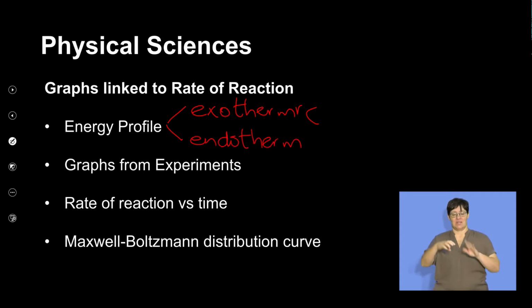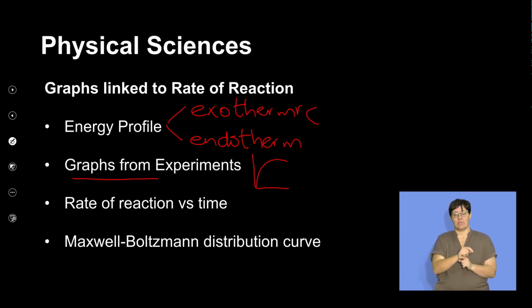So we looked at the graphs specifically from experiments where we looked at the volume over time graph, and the decline in our mass graph. Now we're going to look in deeper detail at the graphs that we get from experiments.